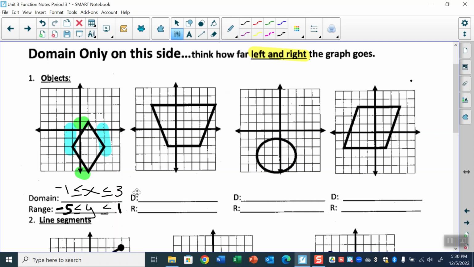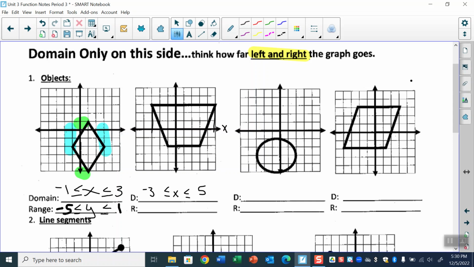So here we are. With this object here, the furthest left is right here, and the furthest right would be here. Domain is on the x-axis, so it's going to be a compound inequality. I'm going to put less than or equal to, less than or equal to, with x in the middle. Here's 0, then -1, -2, -3. So -3 for my lower number, and then starting at 0, 1, 2, 3, 4, 5 for the upper number. Okay, and that's the domain.